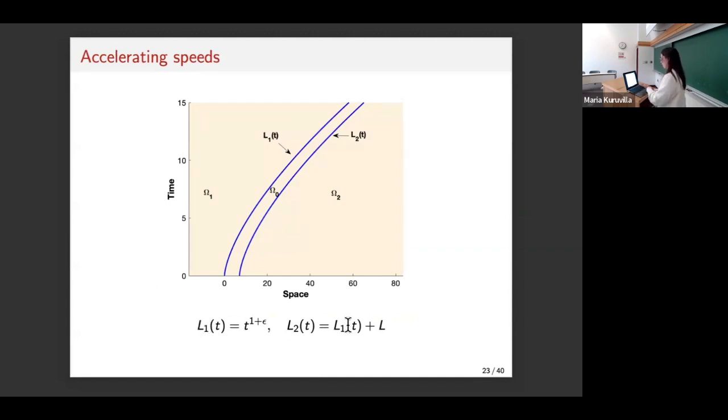However, the speed at which the interfaces move is accelerated. So this is how I express this mathematically, where L1(t) is equal to t to the x1 plus epsilon, and L2 is just L1(t) plus L. And so epsilon is like my acceleration parameter.